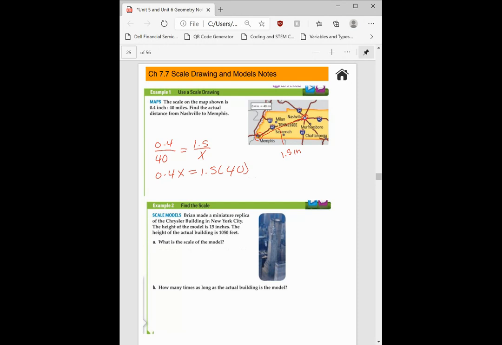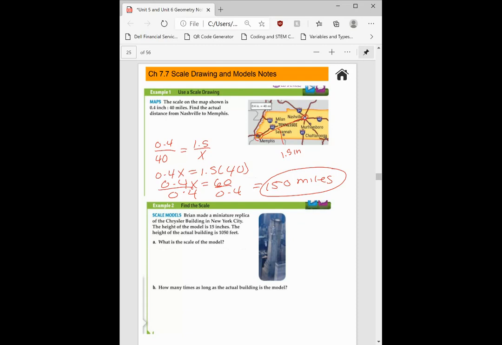1.5 times 40 is 150. Sorry, it's not 150. My math is off. 1.5 times 40, we get 60. So 0.4x is equal to 60. Divided by 0.4, we get 150. So that means the distance is approximately 150 miles.